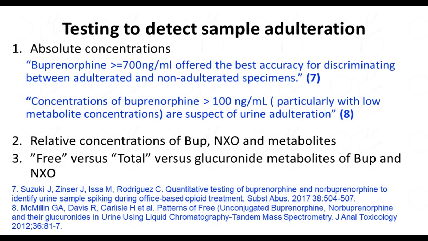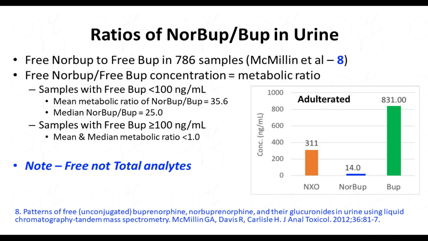And again, it's important to distinguish both in our reporting and when we're talking about it, whether we mean free or total or glucuronide when we're measuring these species. So looking at the ratios, the ratio of free norbuprenorphine to free buprenorphine was reported for 786 samples by the group at ARUP. And that ratio was called the metabolic ratio. Other people had coined that term and reported these ratios for total measurement of drug.